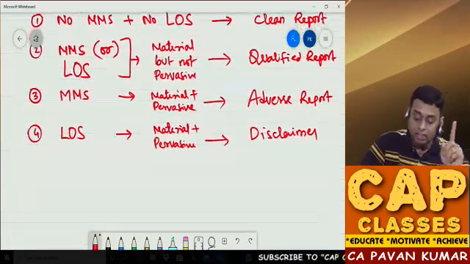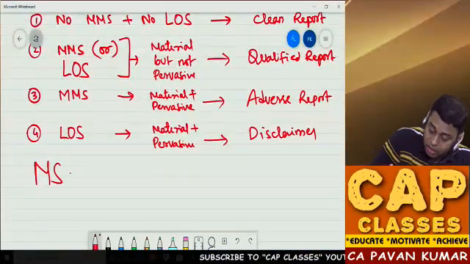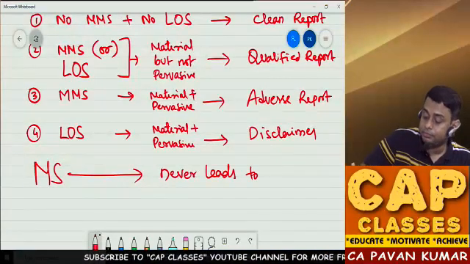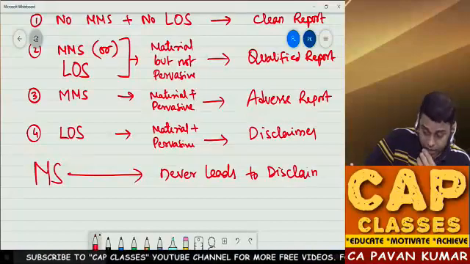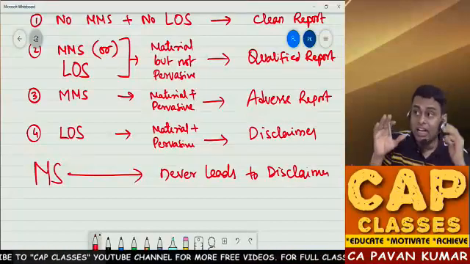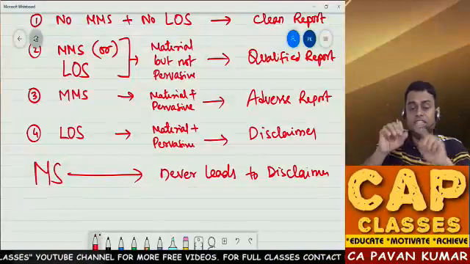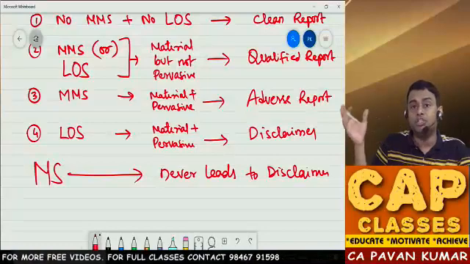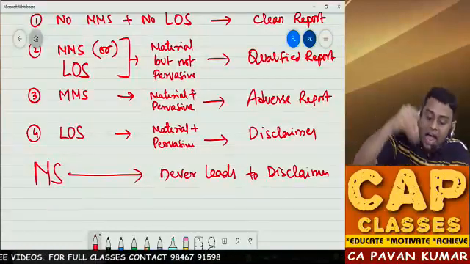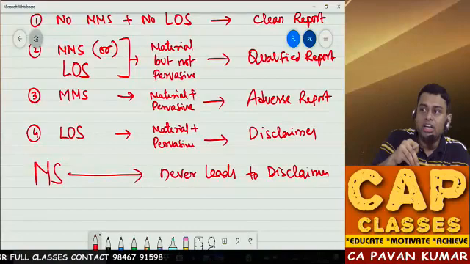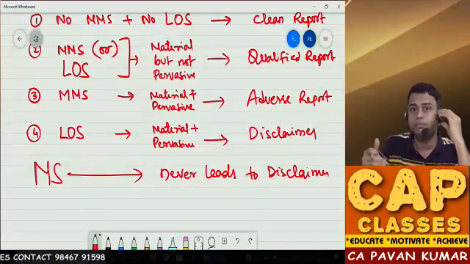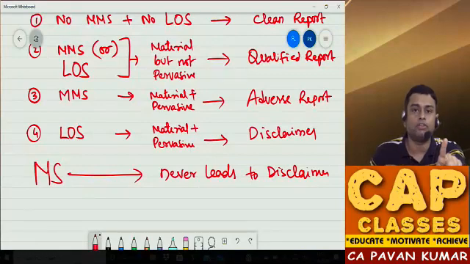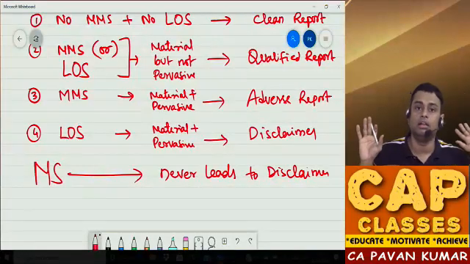Now remember one thing, misstatement never leads to disclaimer. Why? Because the auditor has obtained audit evidence which proved that it is a mistake or an error or a fraud, and the magnitude is big. So when you have audit evidence in your hand, how can you disclaim? The auditor can never express a disclaimer of opinion when audit evidence is available.